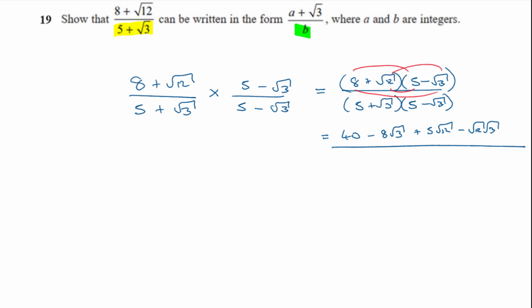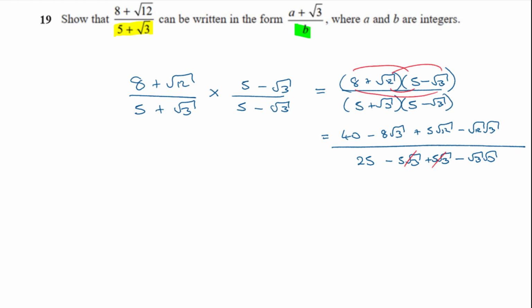Let me show you doing it long, and then I'll show you how I'd actually do it. So if I was going to do the same thing on the bottom, I would get 5 times 5, which is 25. I'd get 5 times minus root 3, which would be minus 5 root 3. I'd get root 3 times 5, which would be plus 5 root 3. And I'd get root 3 times minus root 3, which would be minus root 3 root 3. Okay? But you should notice that they cancel, and root 3 times root 3 is just 3.